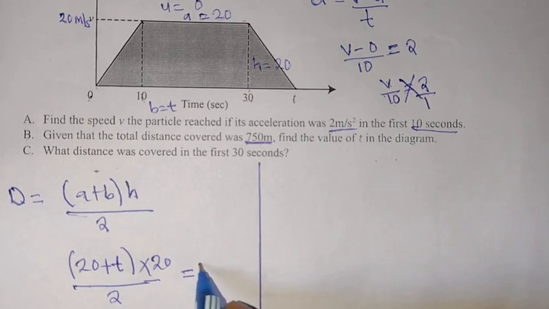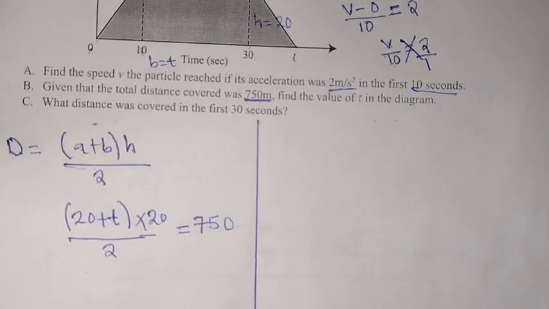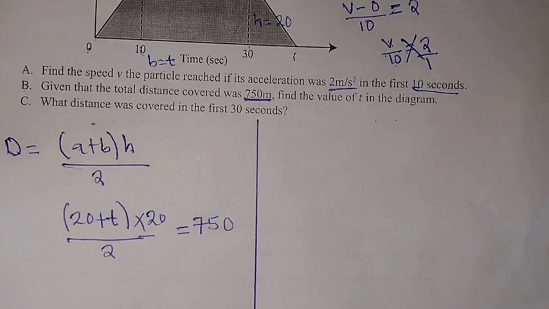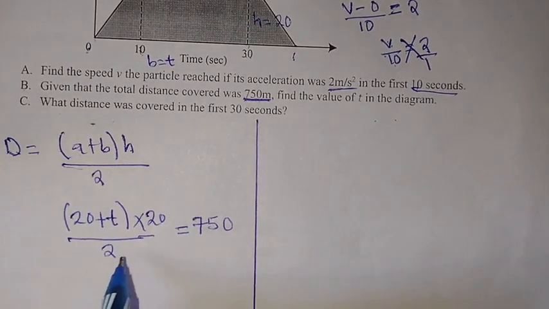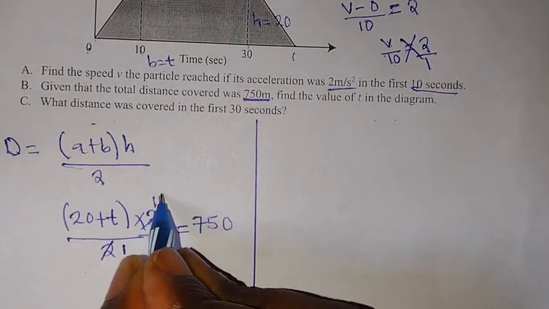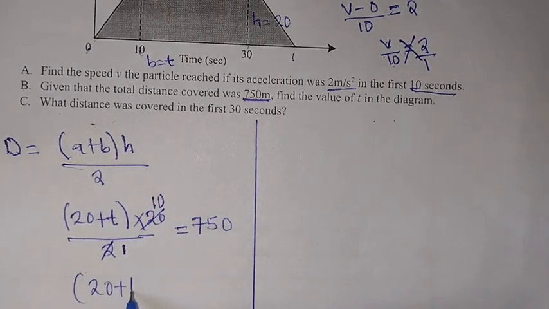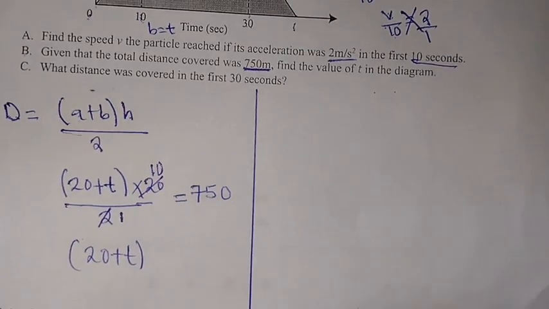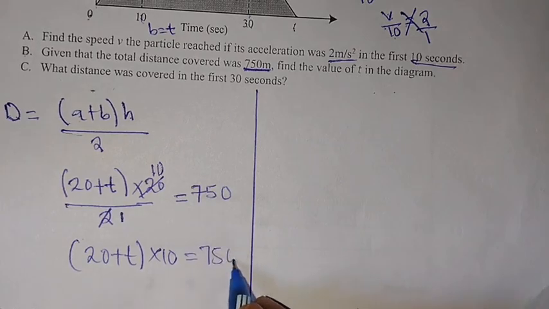In this case, the total distance is 750. So I do hope that you are following. Now, upon coming up with this, what are we going to do? So we can do here 2 into 20 is a 10. So we have 20 plus T times 10 is equal to 750.